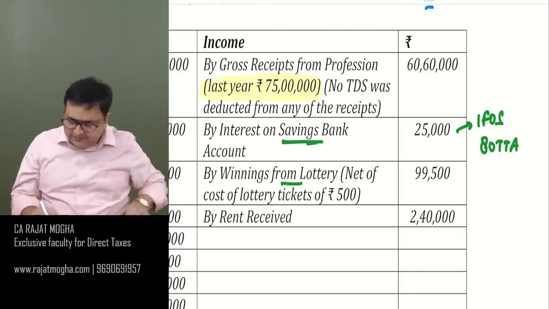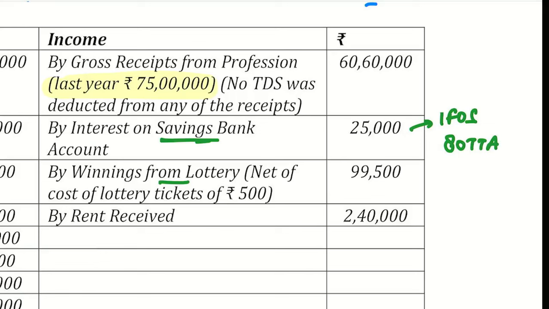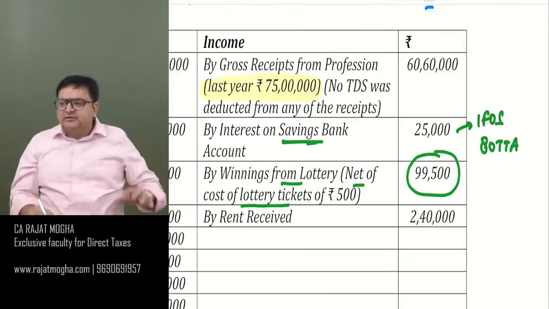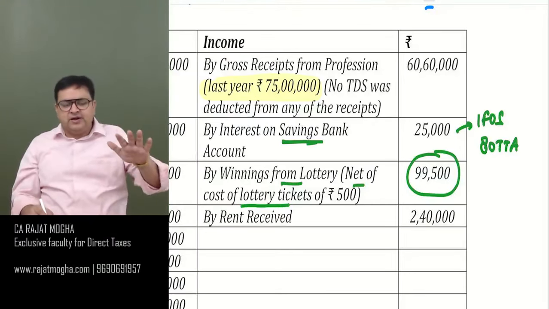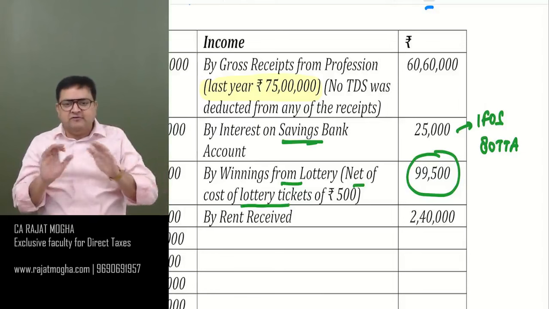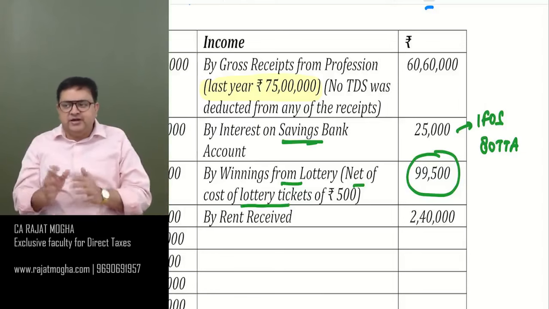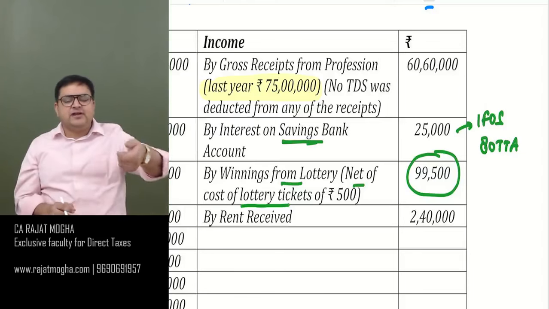Winning from lottery, net of cost of lottery tickets 500. Okay. This is not net of TDS. It is net of lottery tickets. See, obviously TDS would have been deducted, but we have not shown after TDS. We are showing before TDS. It is just net of lottery ticket.